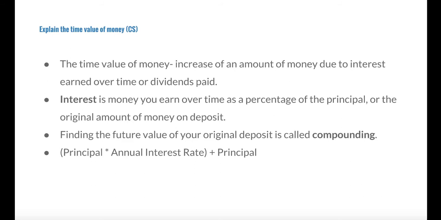Finding the future value of your original deposit is called compounding. With compounding, your money increases in value faster and faster over time. Figure the future value of your money by multiplying the principal by the annual interest rate and then adding the interest to the principal. You can determine this future value for as many years as your money will be on a credit account.